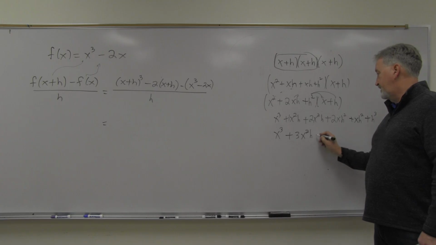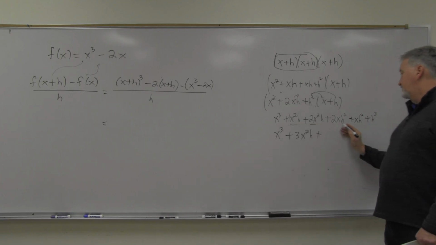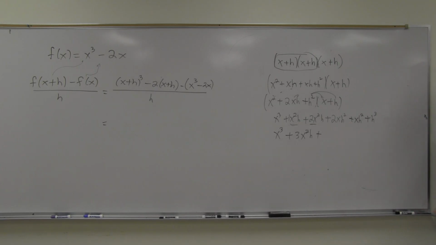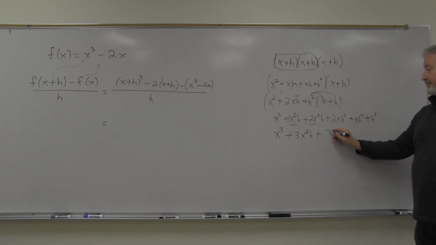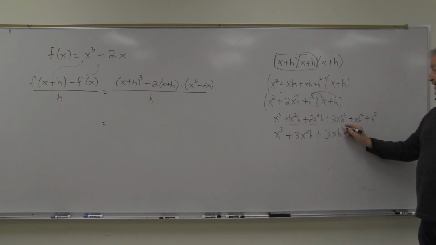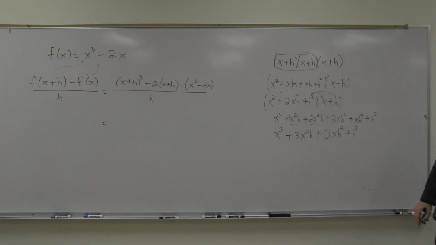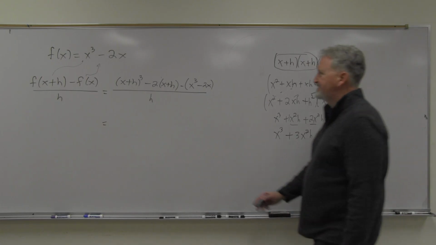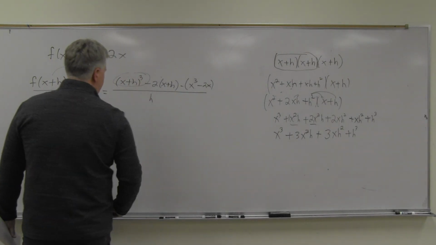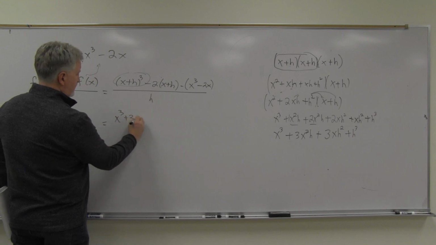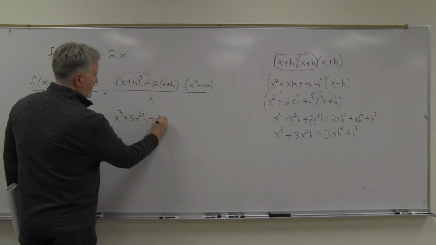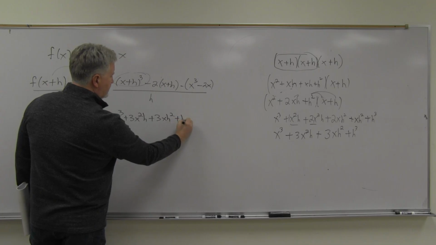X squared h, find the like terms here. Those 2, and then these 2 here also are like one another, h squared, so you got 2 and 1, so again you got 3 of those, 3xh squareds. So yeah, little bit of a process, but that's what x plus h cubed works out to be. X cubed plus 3x squared h plus 3xh squared plus h cubed.